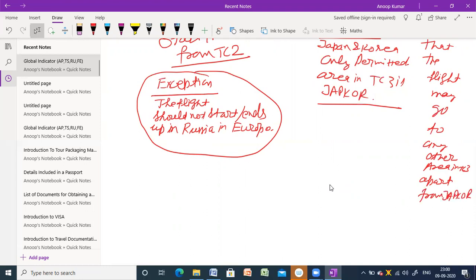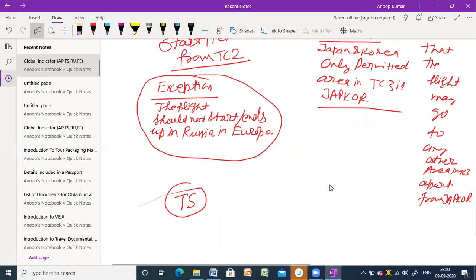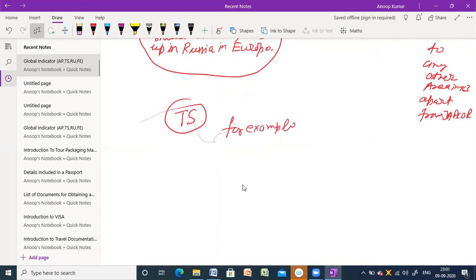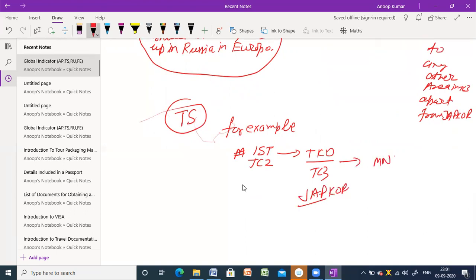If this is the case, the applicable global indicator in that case will be Trans-Siberian. For example, we just take an example of this particular routing. Any flight starts from Istanbul. Istanbul is in TC2, but it is not in Russia in Europe. Then from Istanbul, the flight goes to Tokyo, TKO. TKO is in TC3 and it is in JAPCOR area. And then from Tokyo, the flight goes to Manila. So again, it is TC3, but it is not JAPCOR. So if this is the case, the applicable global indicator will be TS, Trans-Siberian.